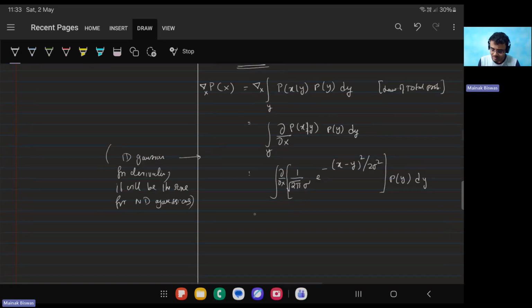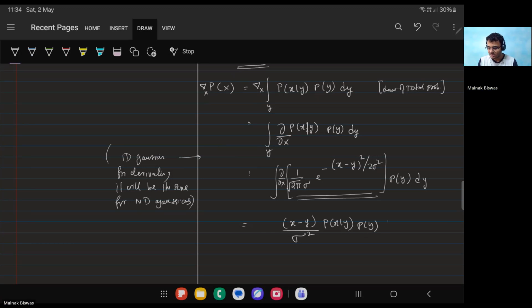So now clearly this will become minus x minus y by sigma squared, into, and this term is going to remain because it's an exponent. So I'll write this as p of x given y again and p of y dy. I just took the chain rule and took the derivative of this exponent, and the exponent's derivative is just here. And once you have an exponential function, the exponential remains because the derivative of the exponential is the same. So over y.